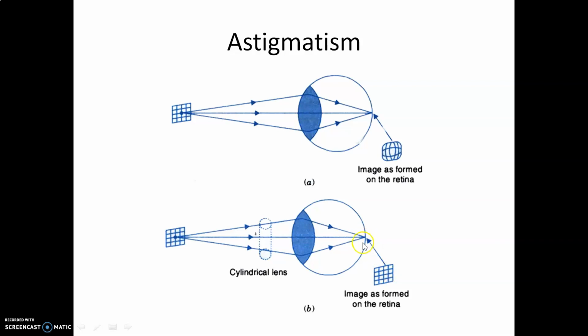Astigmatism is difficult to correct for. Each individual person has to have highly personalized lenses in order for the correction to occur. Okay?